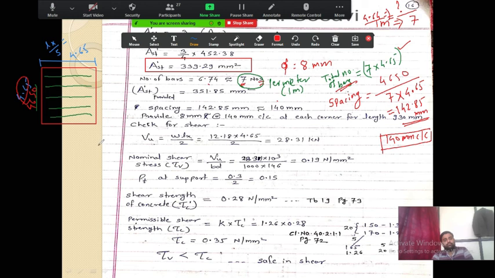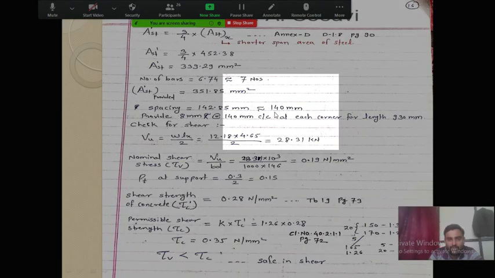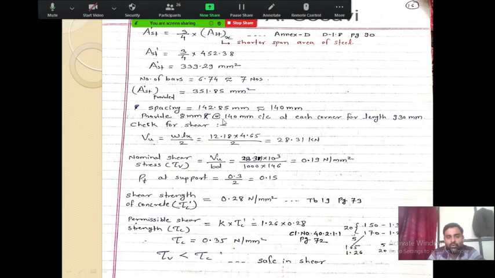Okay, so in this way we have calculated the spacing between the 2 bars, and that spacing is 140 mm. Now after the calculation of the spacing, we will write here: provide 8 mm diameter bars at 140 mm center to center. There is no other criteria to calculate the spacing, so this is your final spacing. So it is 140 mm center to center at each corner for the length of 930 mm.